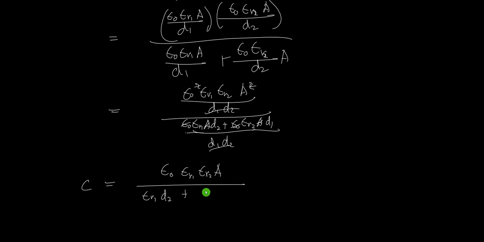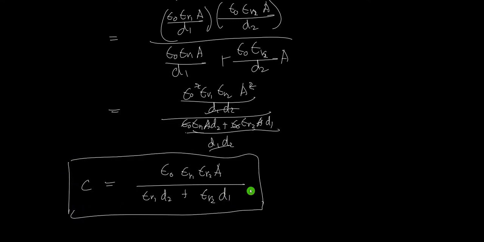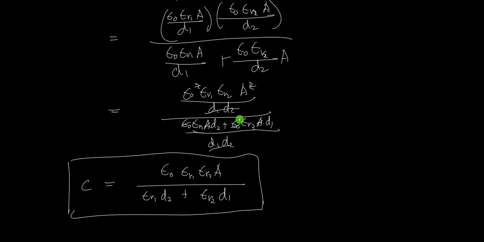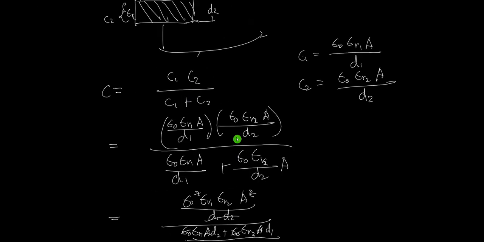Then plus epsilon R2 times D1. This will be the general formula for 2 dielectrics. So if you have more than 3, then you do it again. You can derive that thing using this formula.